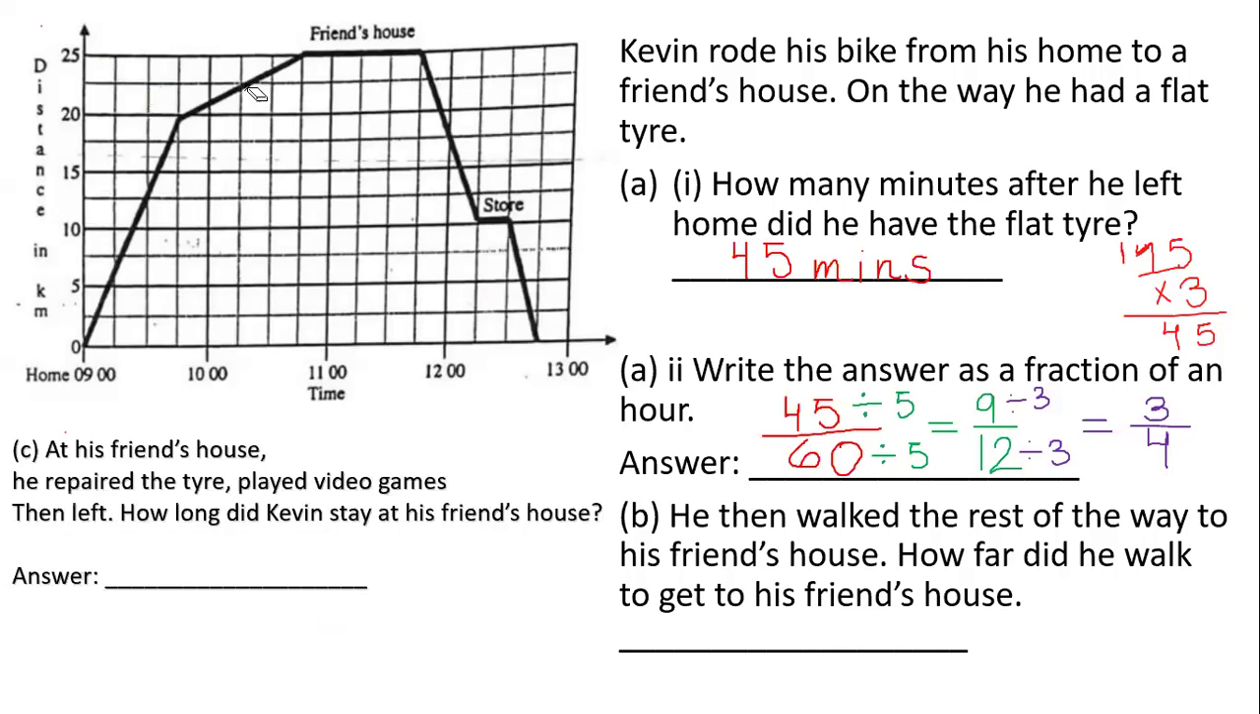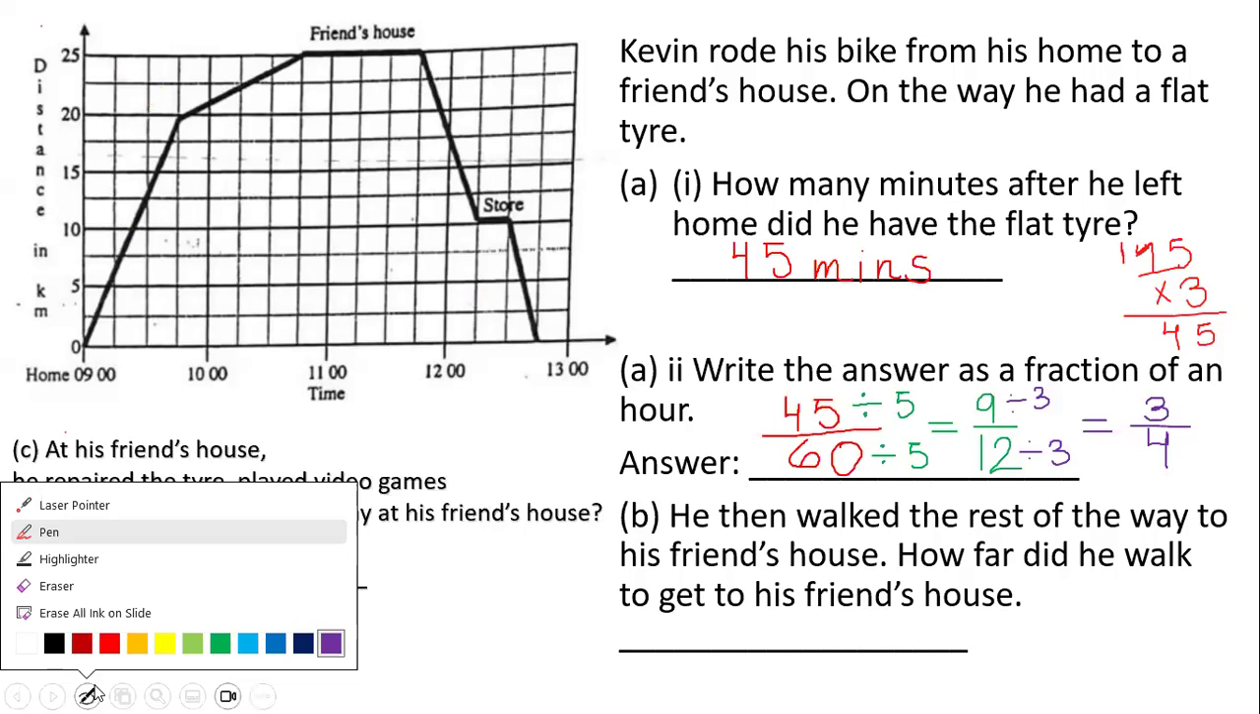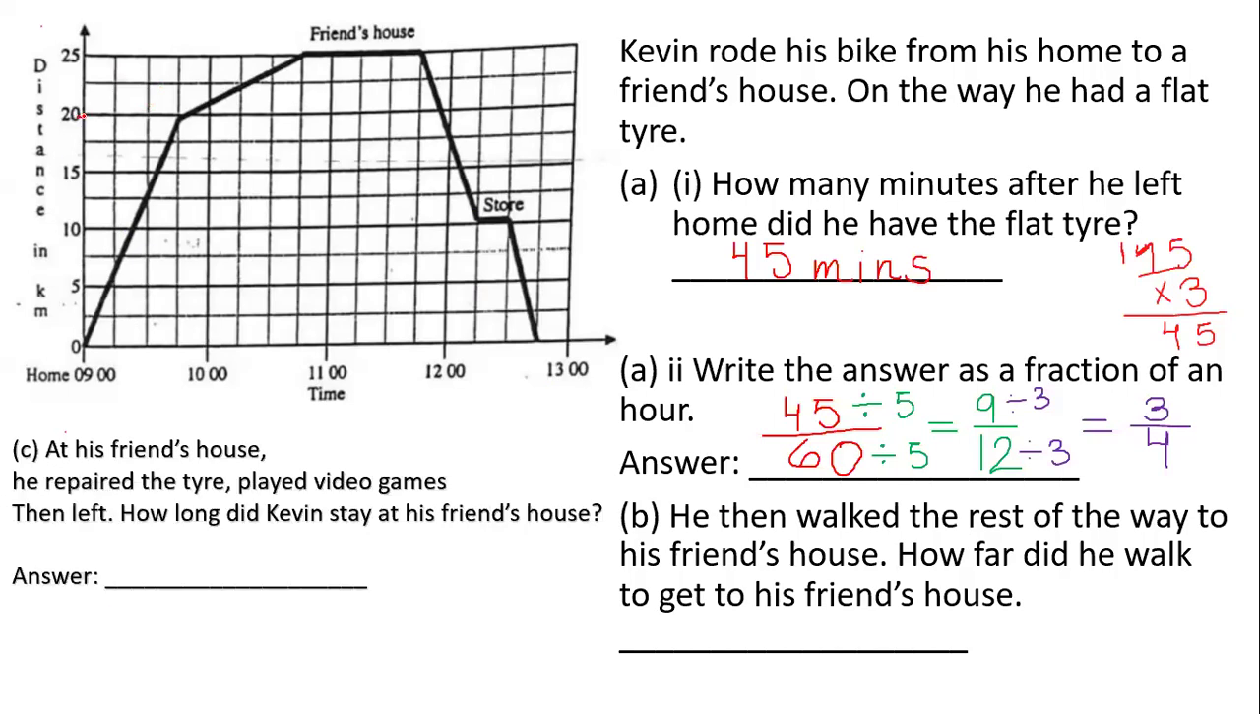So remember, the incident of his flat tire happened where it happened. Let me use the red. 9:45. It happened right here, right? At the 20 km mark. And when did he arrive at his friend's house? At the 25 km mark, right? The 25 and 20. So what is the difference between that? 5 kilometers. 5 kilometers, very good.